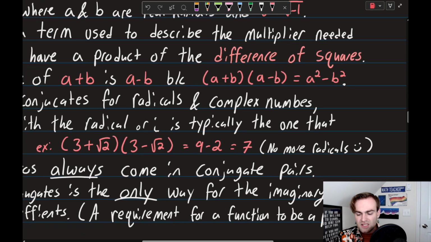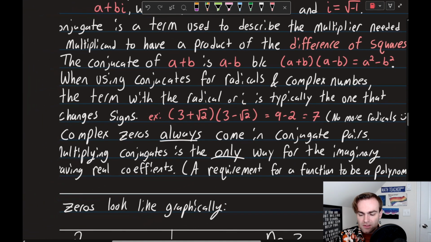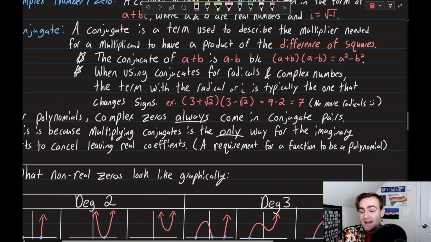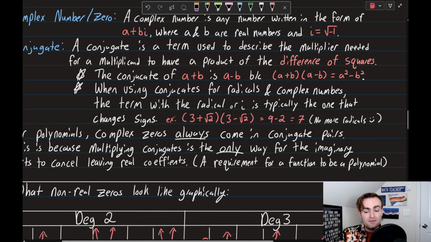Why do we use conjugates? We use them for radicals. Keep in mind that i is a radical because it's the square root of -1, because if we multiply two conjugates together, it eliminates the radical. So the example I have here is if I have 3 plus the square root of 2 times 3 minus the square root of 2, that would turn into 9 minus 2, which is 7. No more radicals. Everyone's happy.